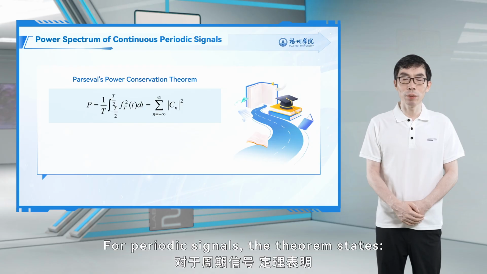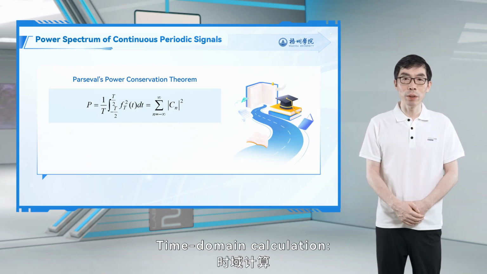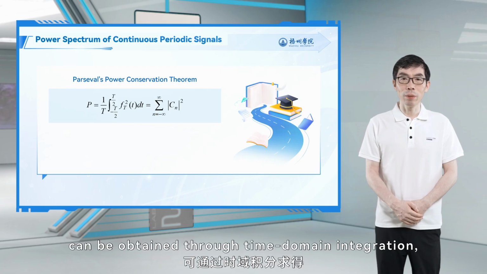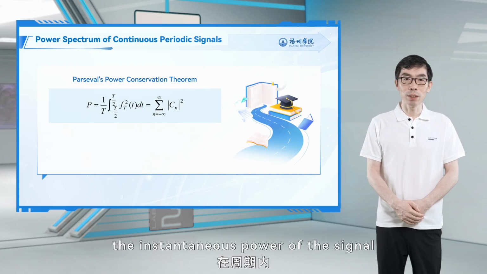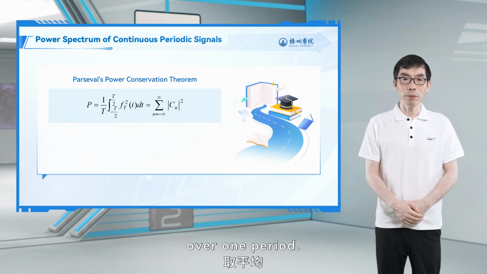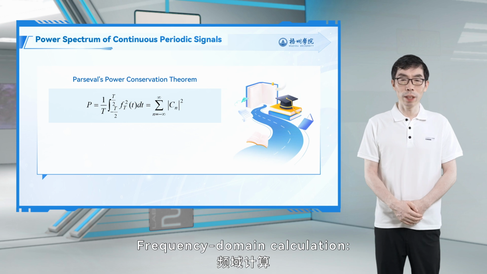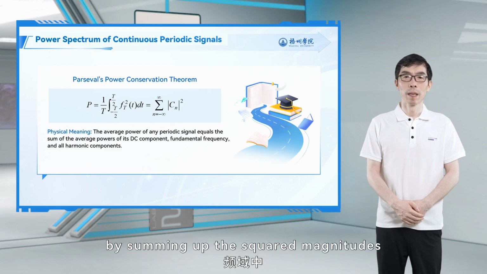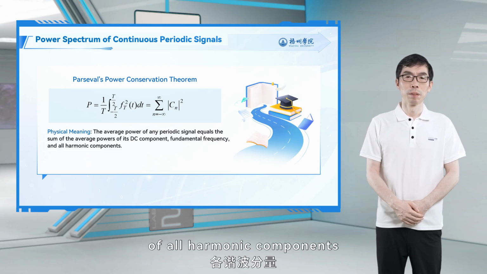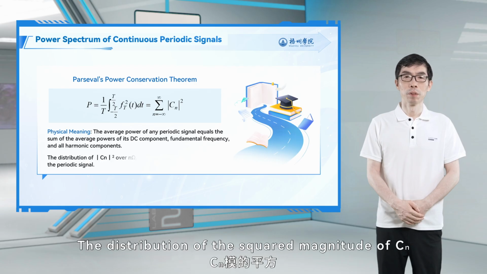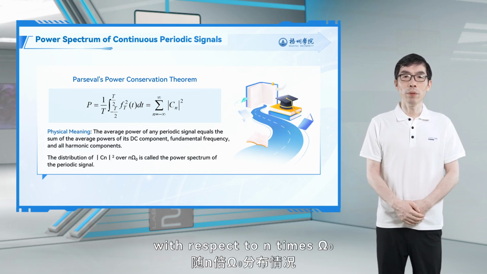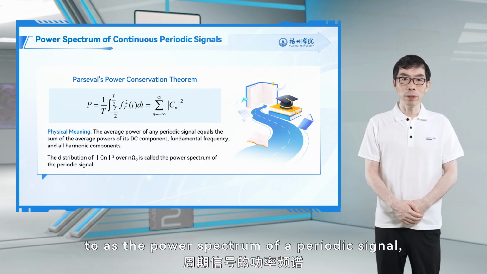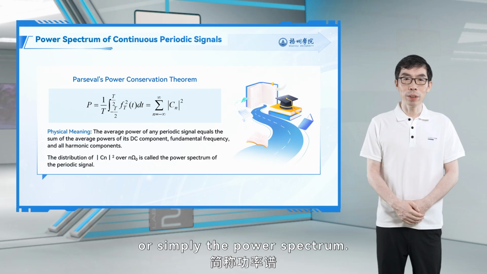For periodic signals, the theorem states: time domain calculation. The average power of the signal can be obtained through time domain integration, that is, by averaging the instantaneous power of the signal over one period. Frequency domain calculation. The same average power can also be obtained by summing up the squared magnitudes of all harmonic components in the frequency domain. The distribution of the squared magnitude of Cn with respect to n times omega 0 is referred to as the power spectrum of a periodic signal, or simply the power spectrum.